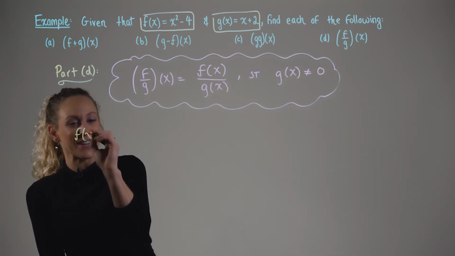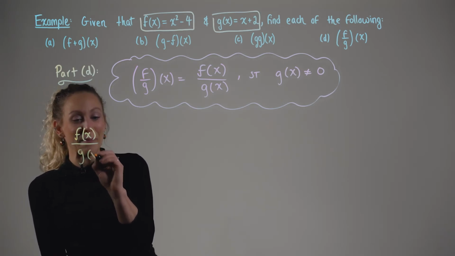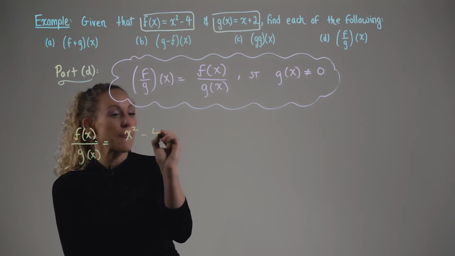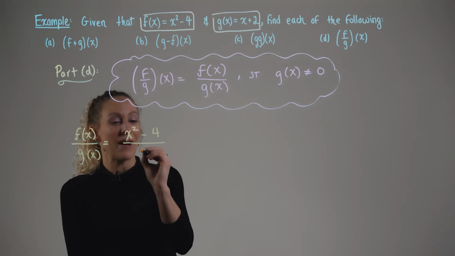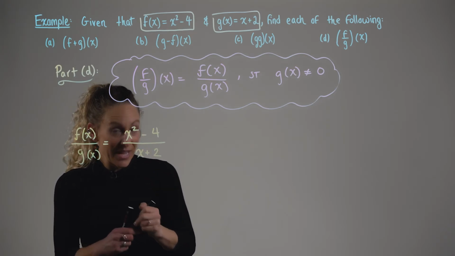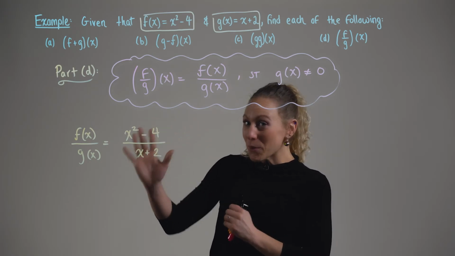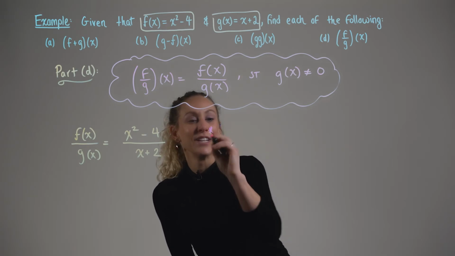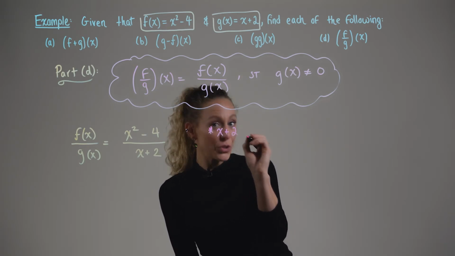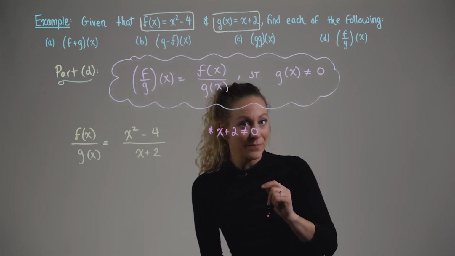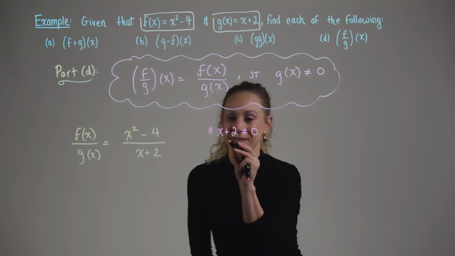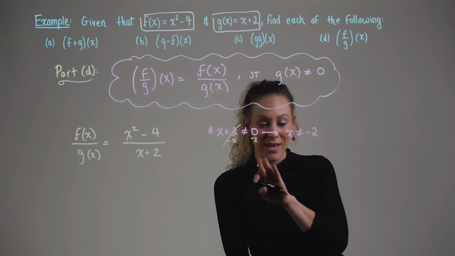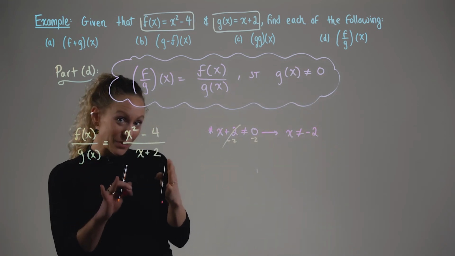So finding our quotient of functions, f of x divided by g of x, we can plug our given functions in so that we have x squared minus 4 all divided by x plus 2. Now pause for a cause here. Before we start simplifying, let's keep our domain restriction in mind. So we know that the denominator x plus 2 cannot be equal to 0. So solving for x, we can see that x cannot be equal to -2. And we'll keep this in mind as we simplify.